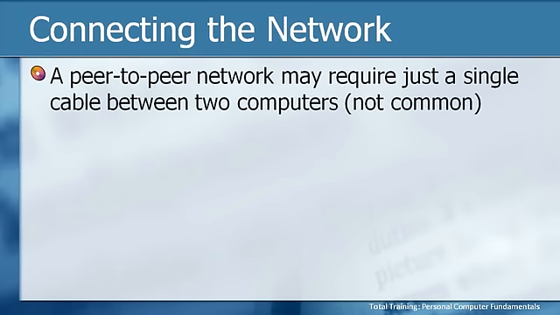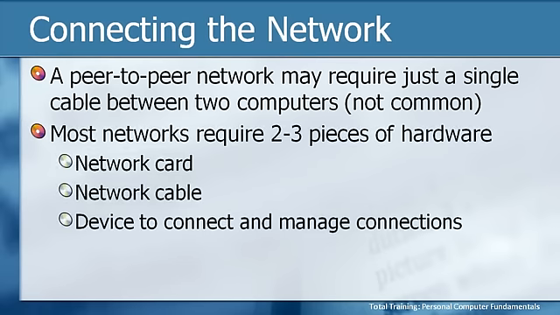A peer-to-peer network may require just a single cable between 2 computers. Now, as we said, that certainly is possible, but it's really not that common anymore. Instead, people have gotten a little bit more elegant or polished, even with small home networks. Most networks require 2 to 3 pieces of hardware. Now, this is where I start to say to all of the IT people who may be listening, I know, this is a simple version, but this is all we need to know for this particular course. At a minimum, to create a network, you need a network card, a network cable, and some kind of device to connect and manage the connections.